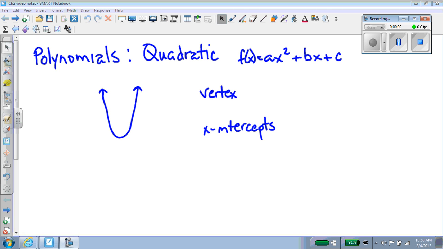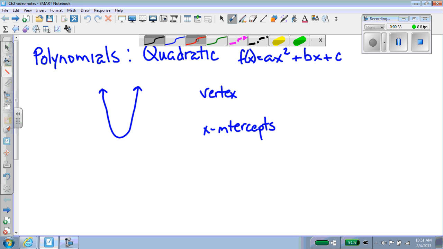Today we're going to begin our study of polynomials, but we're going to look at quadratics first, which are a type of polynomial. They're the type of polynomial where they can be written as ax squared plus bx plus c. So the primary characteristic is that the degree is second power. The things that will be important to us in our study of quadratics today will be where is the vertex and where are the x-intercepts.